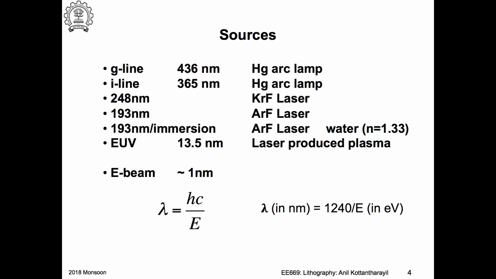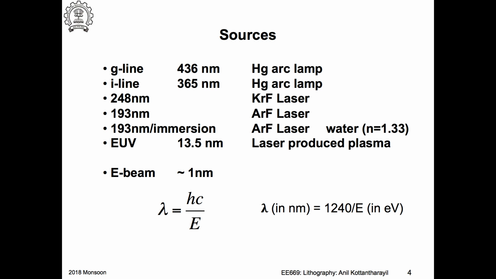Just a very simple thing: you can write energy E equals h nu. Nu is the frequency. Nu is equal to c by lambda. So E is equal to hc by lambda. I just rearrange this, so you get lambda equals hc by E.